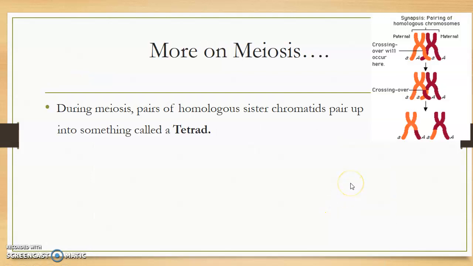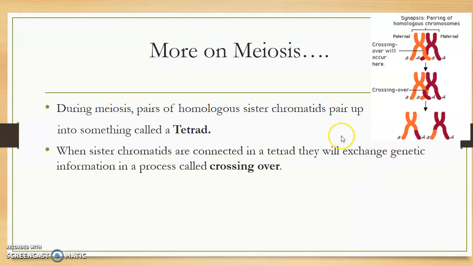Let's talk a little bit more about meiosis. Now, during meiosis, something happens that doesn't happen in mitosis. These sister chromatids are going to find their homologous pair. So, for example, this would be the father's sister chromatids here. This would be the mother's sister chromatids, and they're going to be for the same genes. So this would be, let's say, chromosome 22, or it doesn't matter which one, or chromosome 18, and they're going to find each other, and they're going to pair up into this thing called a tetrad.